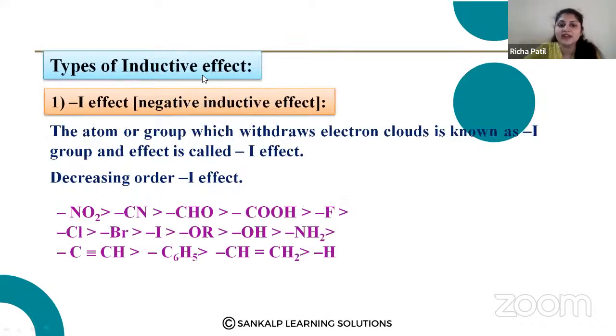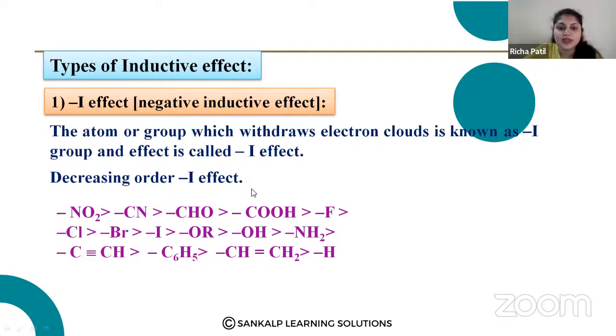So what are the types of inductive effect? There are 2 types: first is negative inductive effect, and the second is positive inductive effect. First we'll discuss negative inductive effect. The atom or group which withdraws electron clouds is known as a negative inductive group, and the effect is called negative inductive effect.